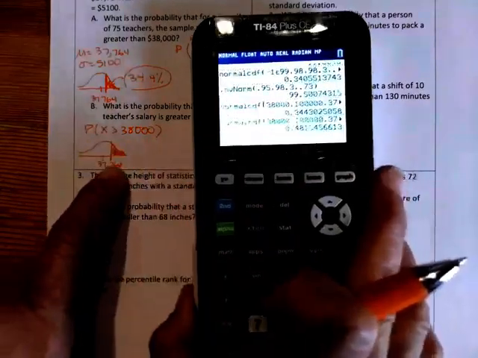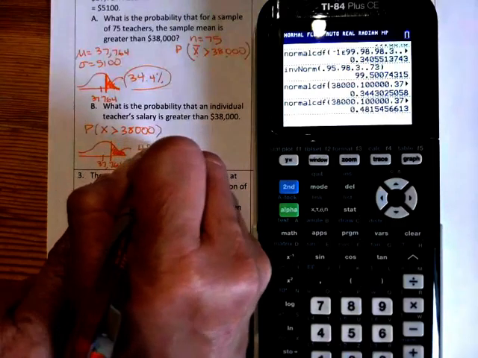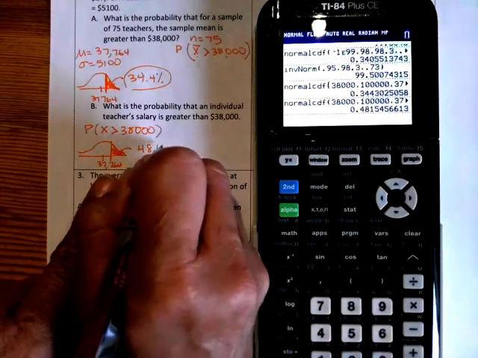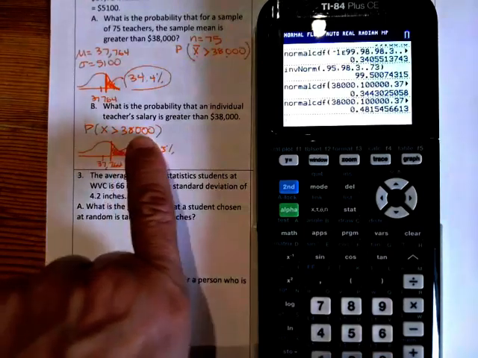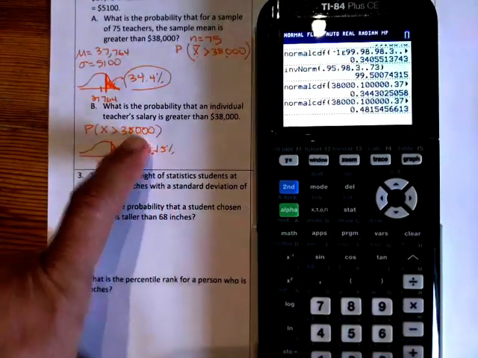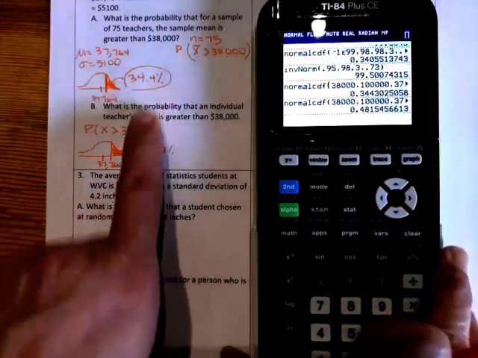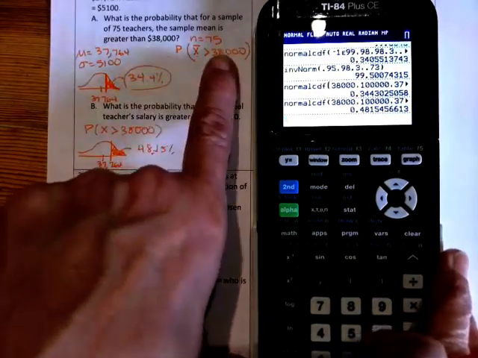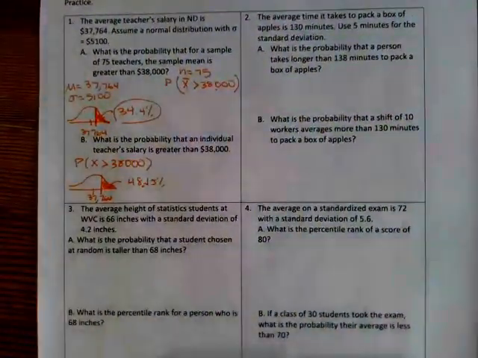So it's more likely that you could find an individual, 48.15%, an individual with a salary greater than 38,000, it's more likely, a 48% chance versus a 34% chance that a group of 75 would have that kind of an average. And the reason is that if you have a group of 75, some are going to be high, some are going to be low, they'll sort of balance each other out.